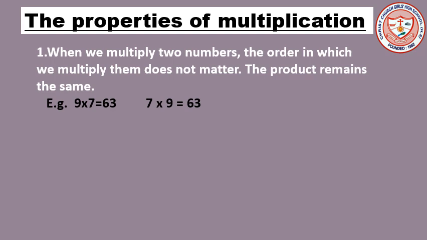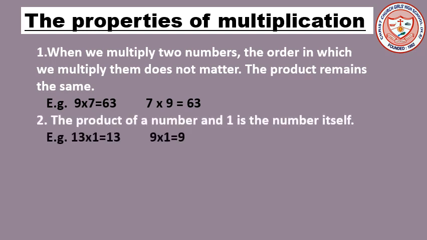So when we multiply two numbers, here you can see that 9 into 7. So here 9 and 7 are factors. In the second one, I have written that 7 into 9. You can see that 9 into 7 gives us 63 and 7 into 9 also gives us 63. So the order in which we multiply them does not matter. The product remains the same. Alright.